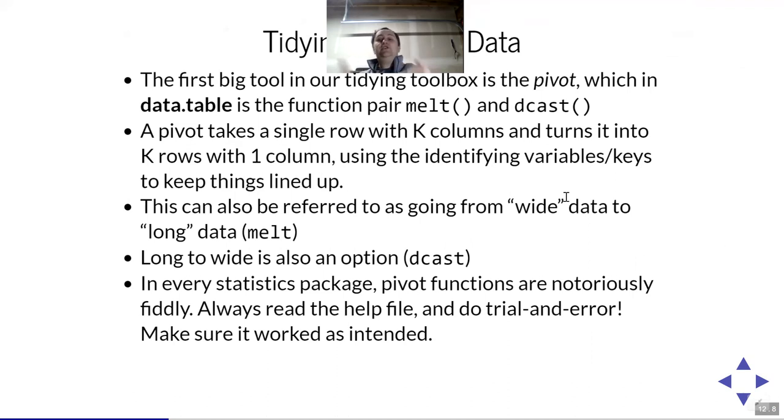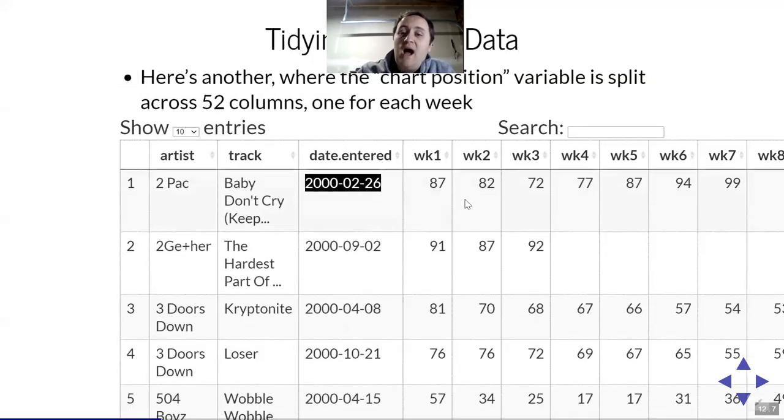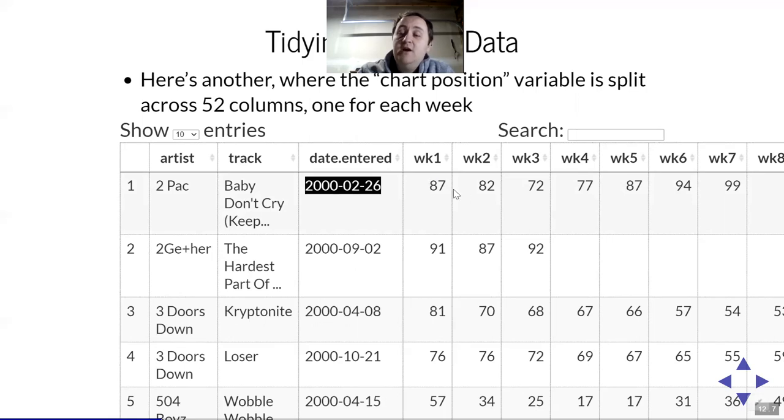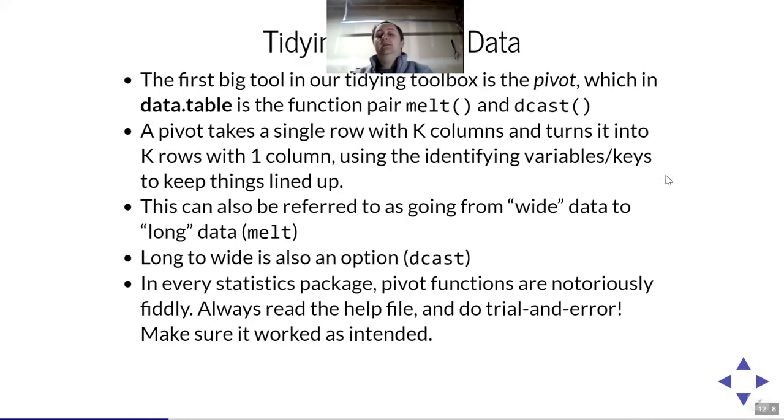We can also go in the other direction. This is known as going from wide data to long data. As I mentioned, this is wide data because the same variable across different time periods has each time period as its own column. In long data, we have all the identifying variables in their own columns, and then we just have one observation per song per time period. You can also go from long to wide. That's dcast, and that will come up a little bit later as well.